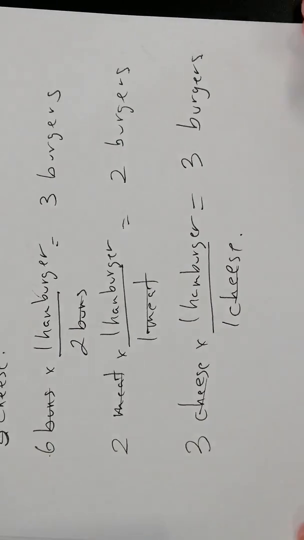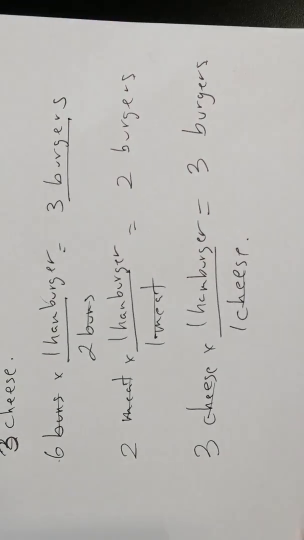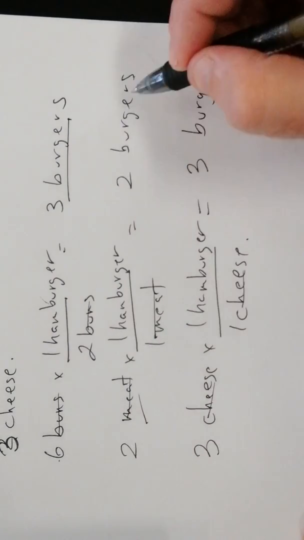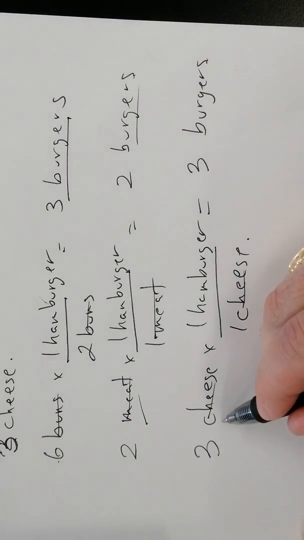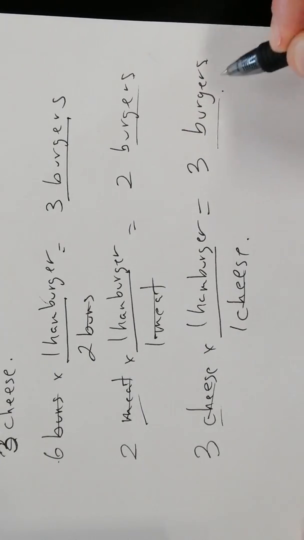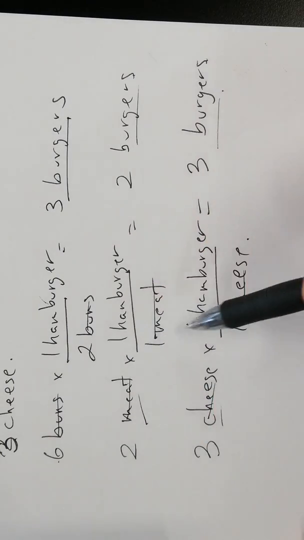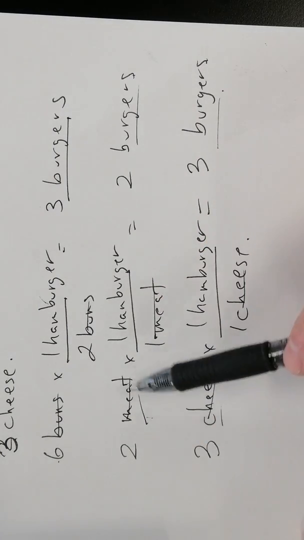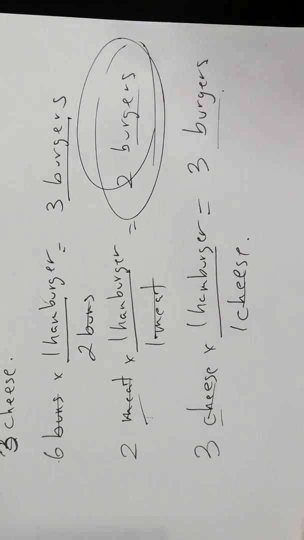So the maximum, if I have 6 buns, is 3 hamburgers. If I have 2 meat, the maximum is 2 hamburgers. And if I have 3 cheese, the maximum is 3 hamburgers. But I only have 2 meat, so I can only really make 2 burgers. The lowest amount is going to be the maximum amount I can make.